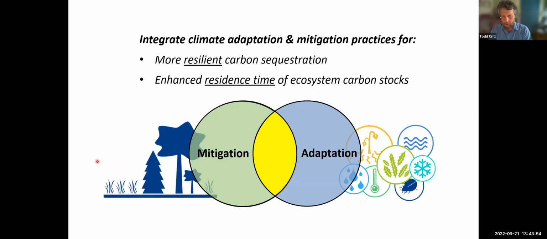Yeah. Huge topic, and a very important one, and certainly capturing a lot of the conversation around natural climate solutions in forests right now.